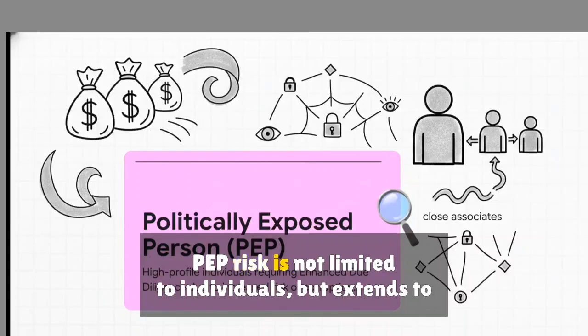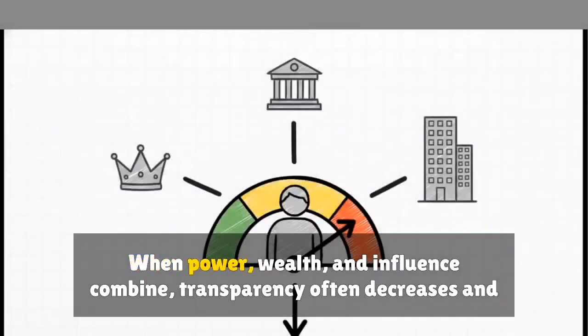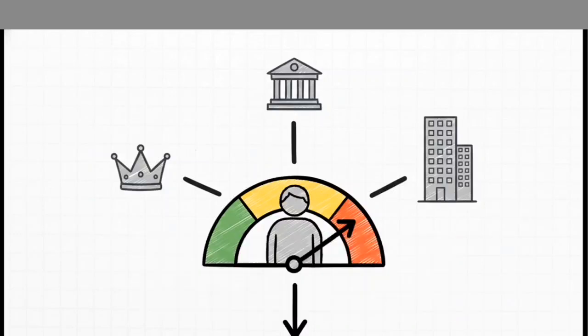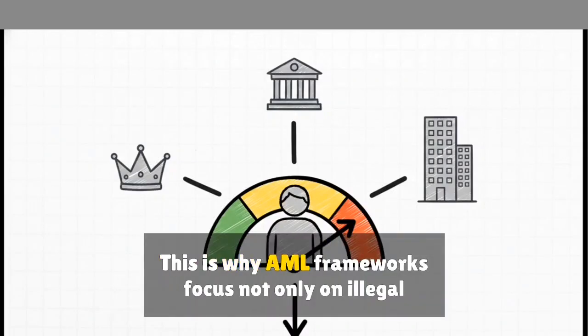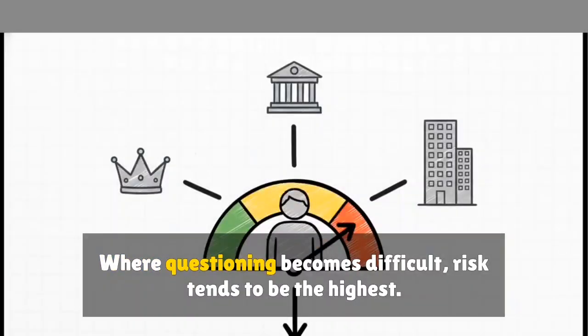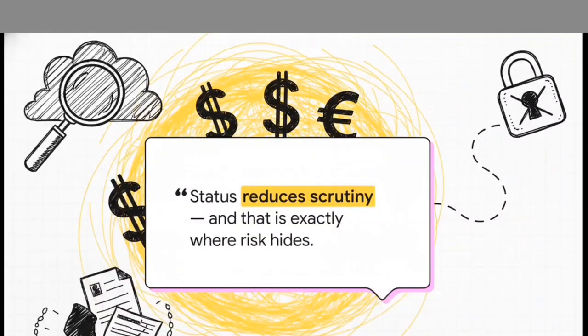PEP risk is not limited to individuals, but extends to their entire network. When power, wealth, and influence combine, transparency often decreases and blind spots emerge in financial systems. This is why AML frameworks focus not only on illegal acts but on power-driven opacity and excess. Where questioning becomes difficult, risk tends to be the highest.